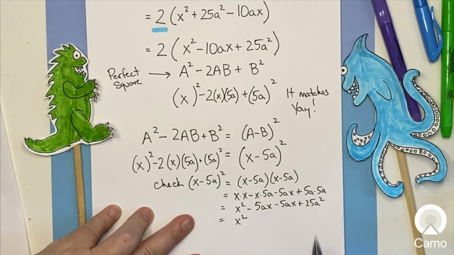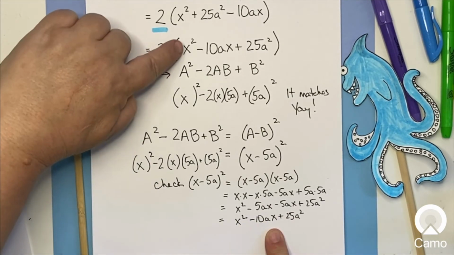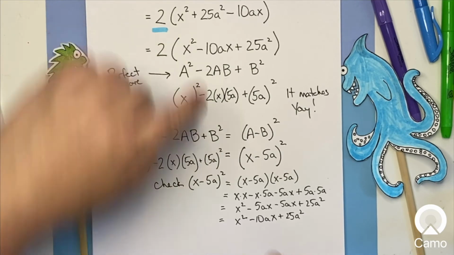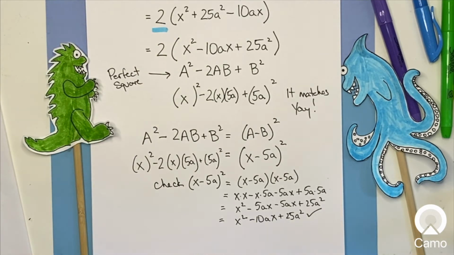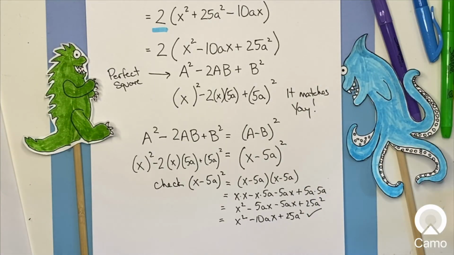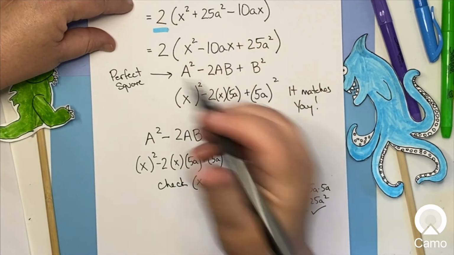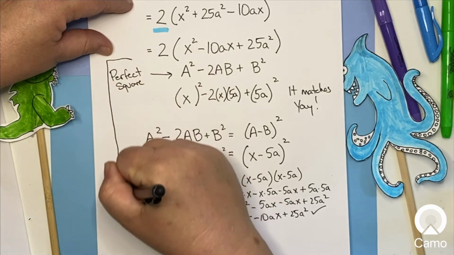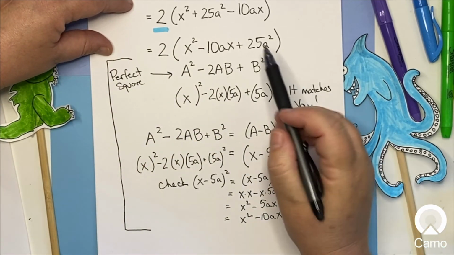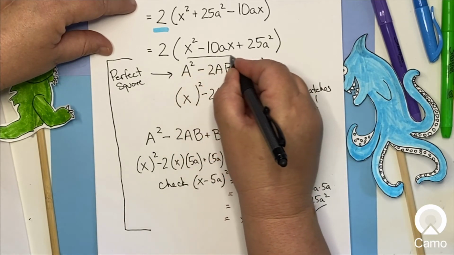X squared, can you still see? Yep, minus 10ax plus 25a squared. Does this match what's in here? It does, yay! Okay, now, with all the excitement, we've got a lot of stuff written here. What's our final answer? And I want to point out that all of this was just factoring this part right here.